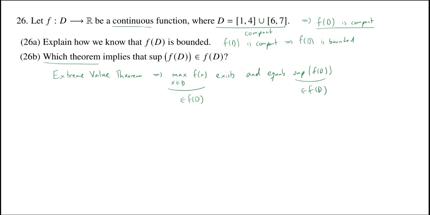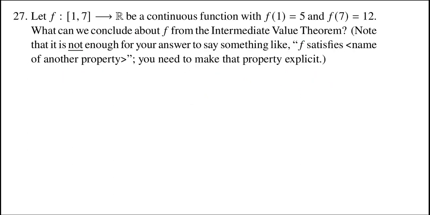All right, let's try problem 27. In problem 27, we're given a function whose domain is the compact interval [1, 7] and codomain R, and we're told it's a continuous function. We know that when we put in the input 1, the leftmost endpoint, we get 5, and for the rightmost endpoint 7, the output is 12.